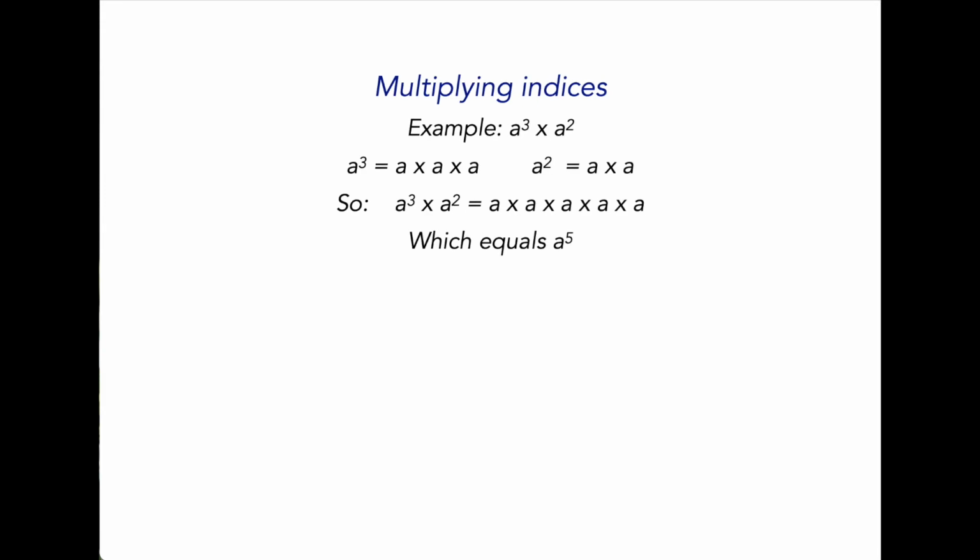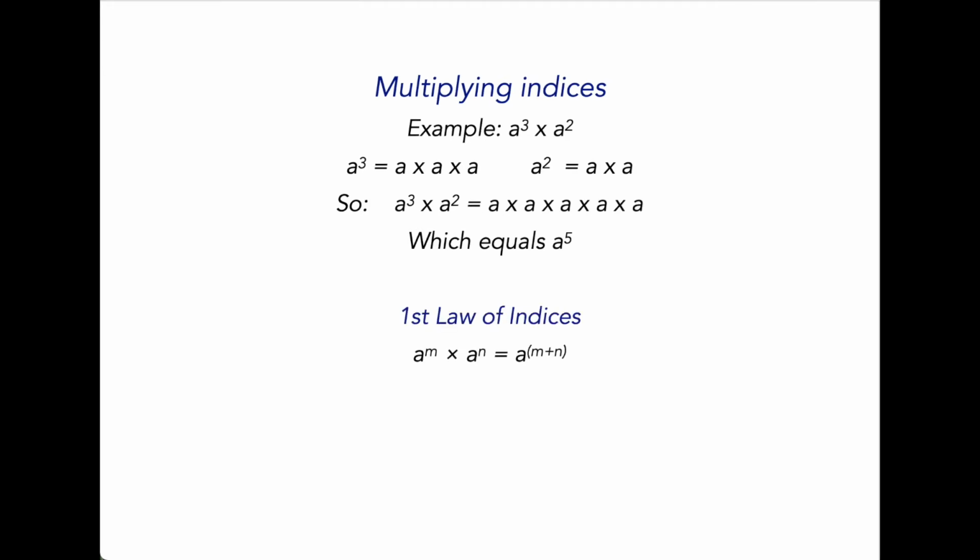Okay, a cubed is equal to a times a times a, and a squared is equal to a times a. So if we multiply these, we get a times itself 5 times. A times a times a times a times a. And of course, that equals a to the power of 5. So instead of multiplying the indices 3 times 2, we've added them, 3 plus 2.